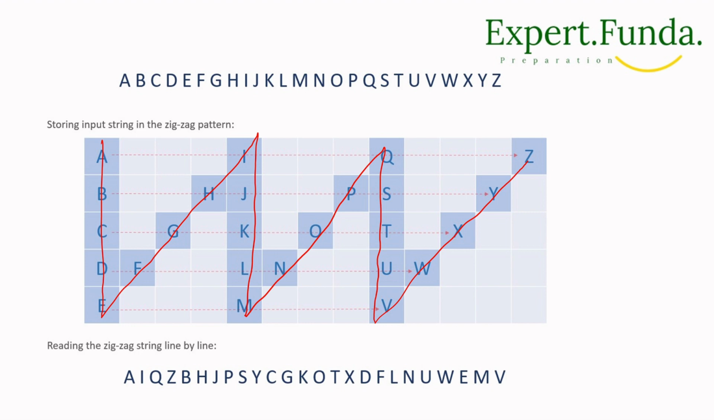Okay, you have to read line by line. So you have seen where the ABCD we have represented in this zigzag form, and then we are reading like this. Okay, so this is the input string, and after reading line by line we will get this one.